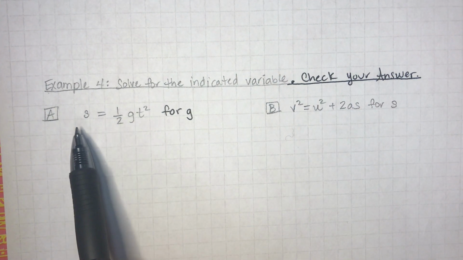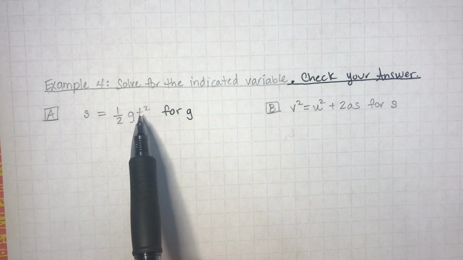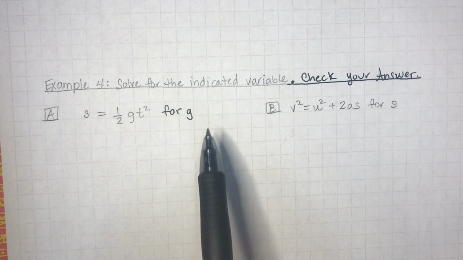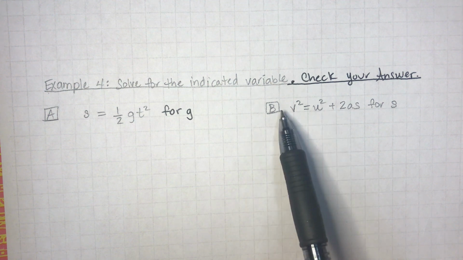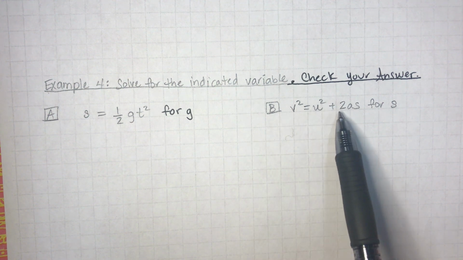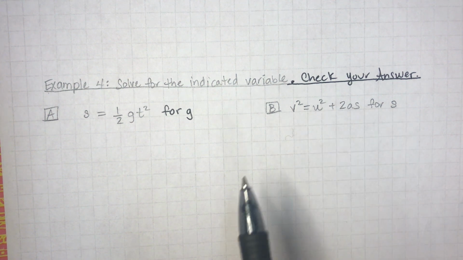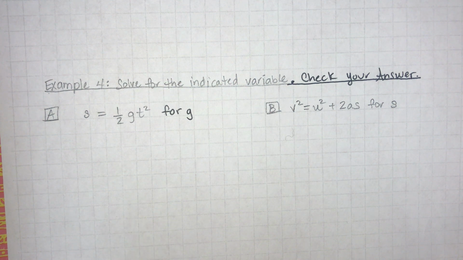So for A, S equals 1/2 G T squared. We're going to solve that for G. And then B, V squared equals U squared plus 2AS for S. So we're going to solve them and check our answers by hand.